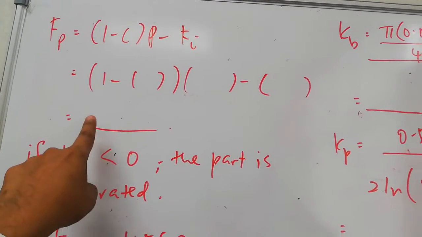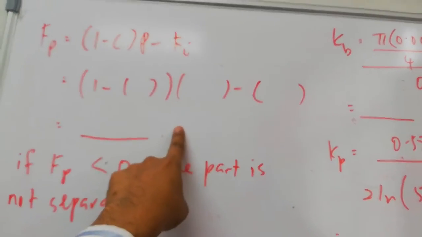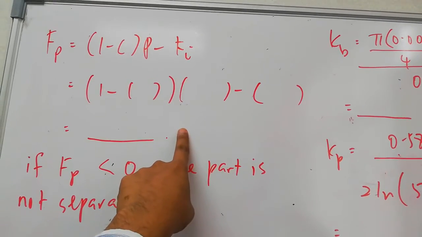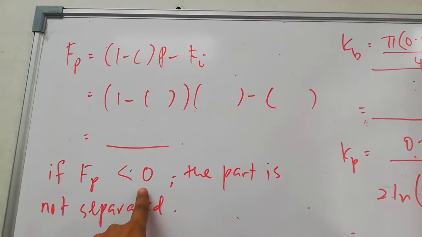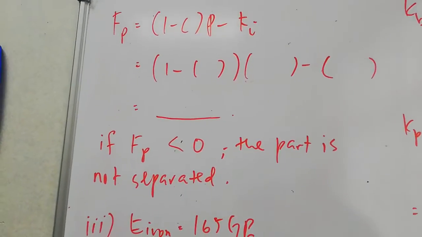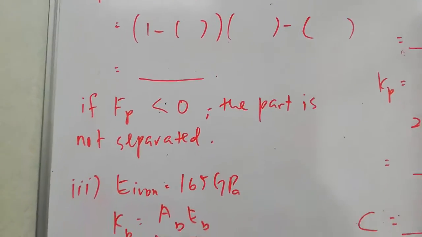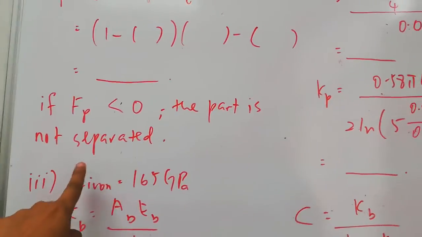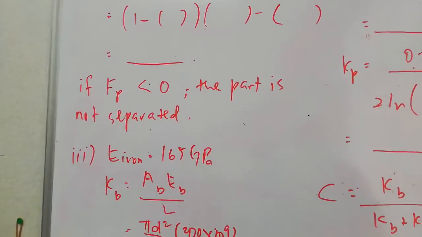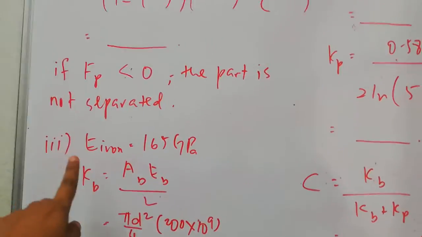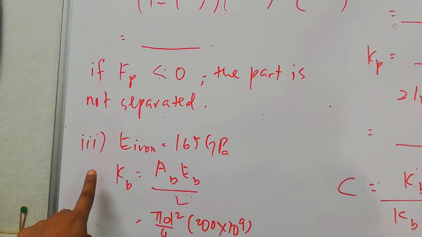So we determine the value of Fp. If Fp is less than 0, then we consider the part not separated, meaning the parts are clamped together. Right, so we move on to question number 3.